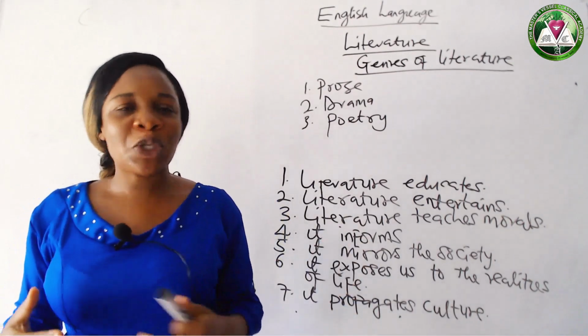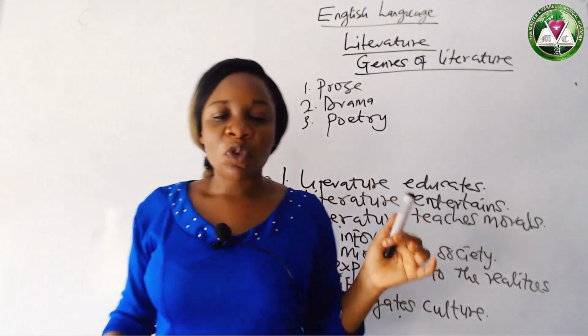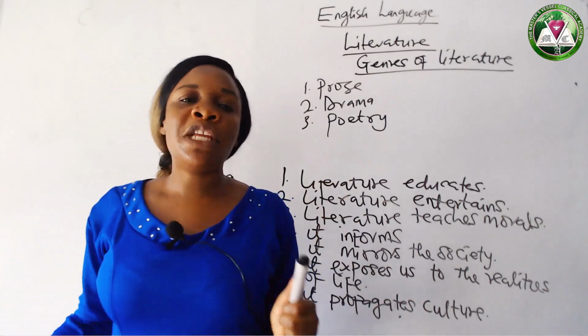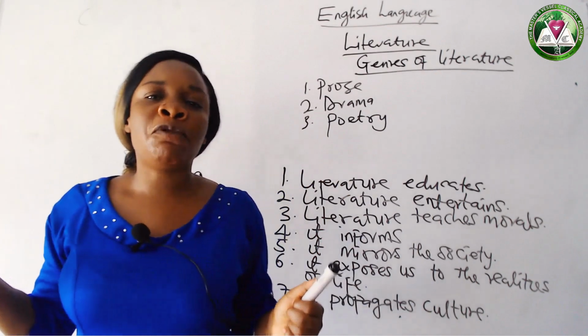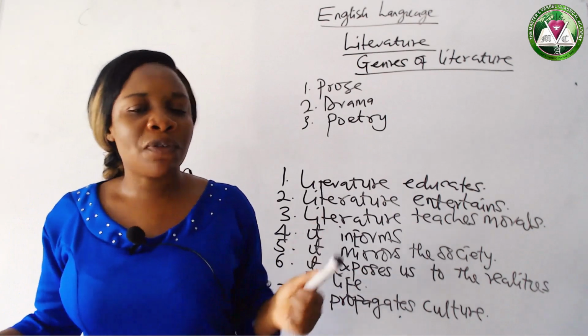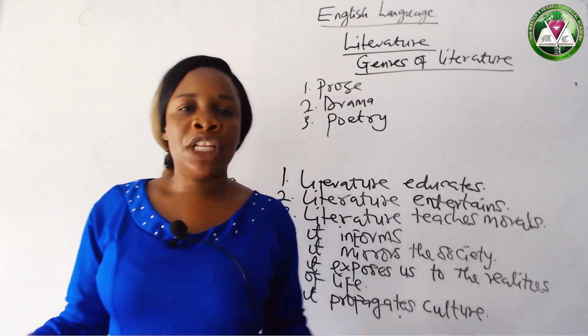I hope you took note of what we have done so far, from the meaning of literature to the characteristics of literature, to the functions or importance of literature, to the types of literature, and then to the genres of literature.